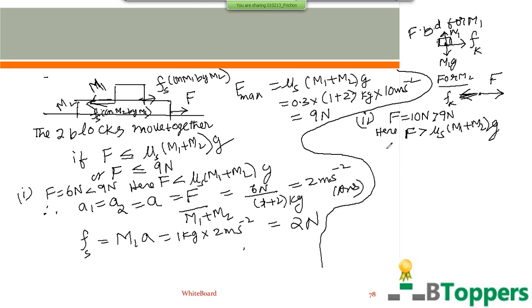So the resultant force on m1 in the horizontal direction is equal to the magnitude of kinetic friction between the two blocks. The magnitude of the friction between the two blocks is the kinetic friction, which is given by mu k into N1. N1 is the magnitude of normal reaction between the two blocks, which can be written as m1g. Here mu k is given to be 0.2.